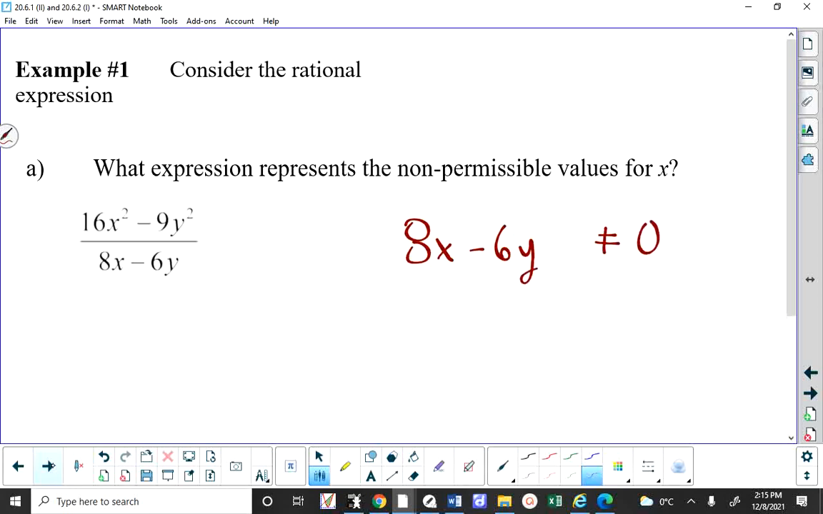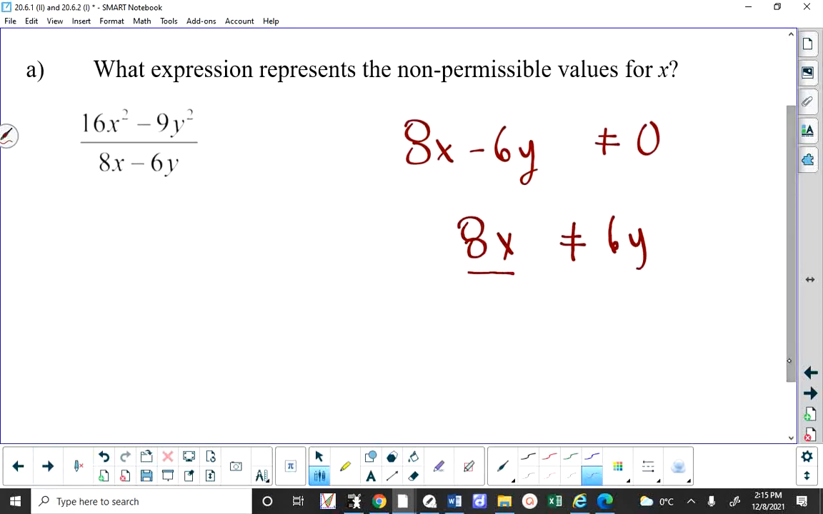And let's rearrange that for x. We could rearrange for y, but I'm going to ask us to rearrange for x. If I do that, I can add 6y to both sides and say that 8x cannot be equal to 6y. I can divide both sides by 8. So x cannot be equal to 3/4 y. That's the expression. That's the statement of the non-permissible value. I'm going to come back to that in a bit.